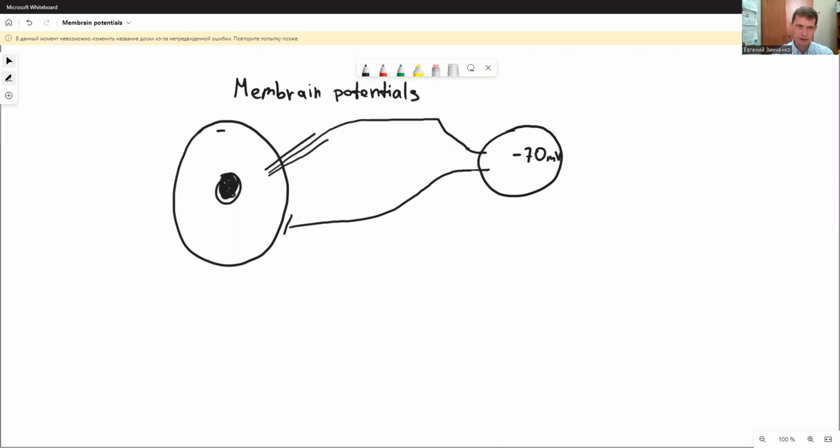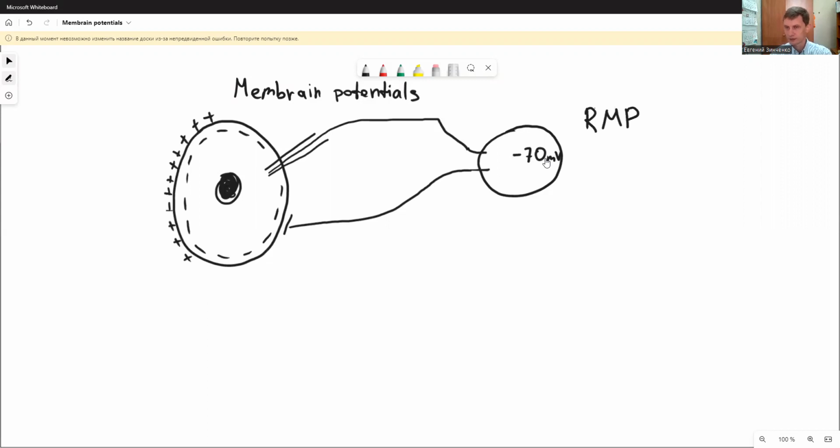The potential difference looks like this. The inner surface of the cellular membrane collects negative charge. The extracellular surface collects positive charge, relative to the inner space of the cell. This potential difference we can call the resting membrane potential.